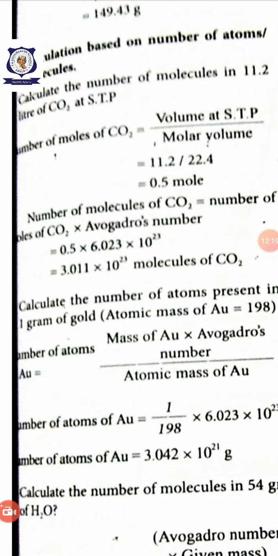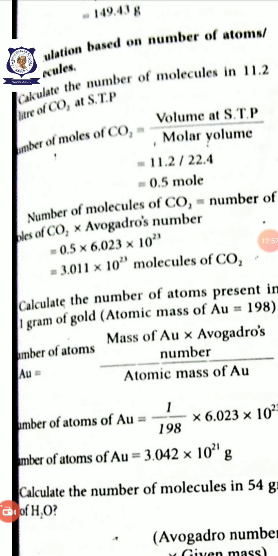So why are we using this formula? Already, to calculate the number of moles, we know the mass. Mass by atomic mass is the formula for the mole. So we divide mass of gold by atomic mass of gold, and we get the mole. Mole into Avogadro number is the formula. So in a single step, mass of gold by atomic mass of gold gives the number of moles, into Avogadro number. So we can write mass of gold into Avogadro number by atomic mass of gold.